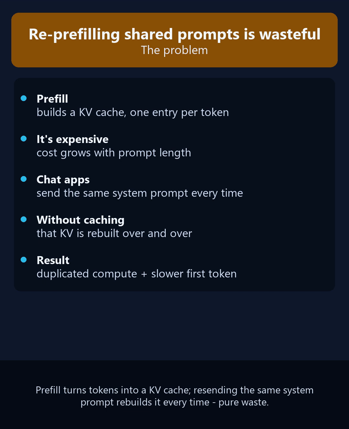A transformer turns your prompt into a key value cache, one entry per token, before it can generate. That prefill step is expensive and grows with prompt length. Now picture a busy chat app, thousands of requests, each carrying the same 2000 token system prompt. Without caching, the server rebuilds the exact same key value cache for that prefix over and over. It is pure duplicated work, burning compute and slowing the first token.